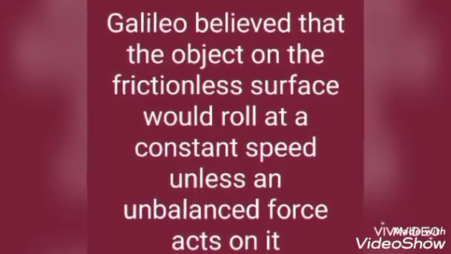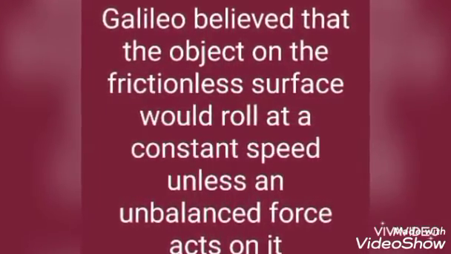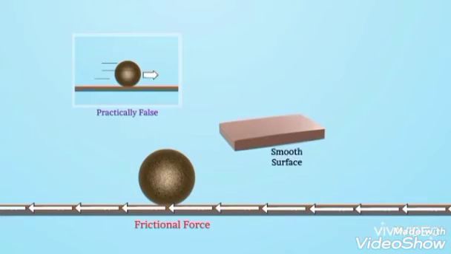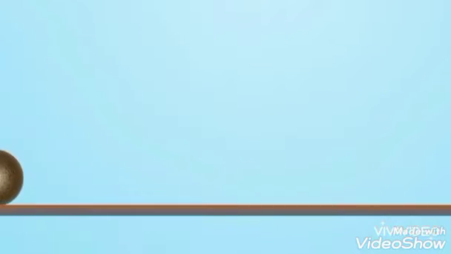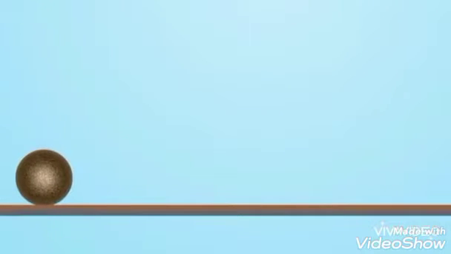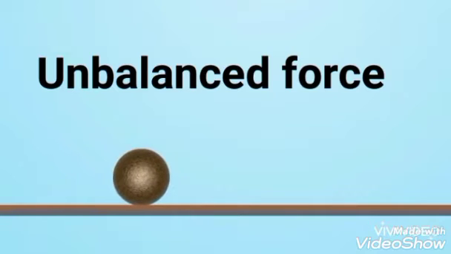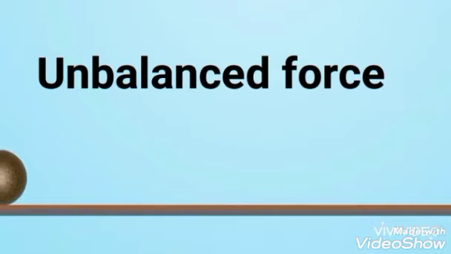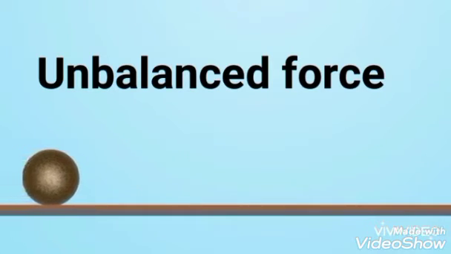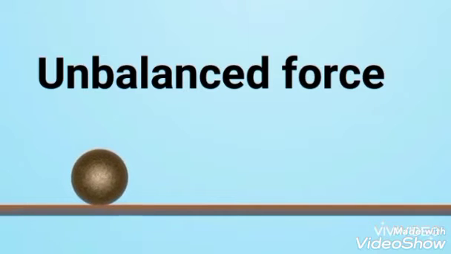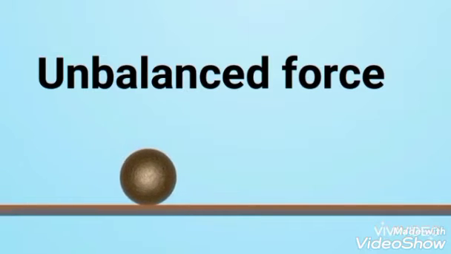Okay, so in order to stop this ball, what can we do? Here in this surface there is no friction and it is very smooth. So we have to stop this ball. There is no frictional force. Then in order to stop this ball, what can we do? Yes, we have to apply an unbalanced force on the ball. Otherwise, the ball will continuously move.